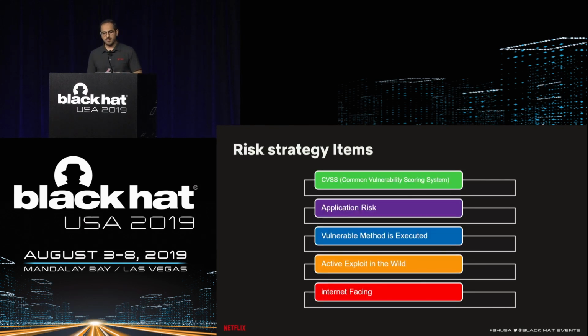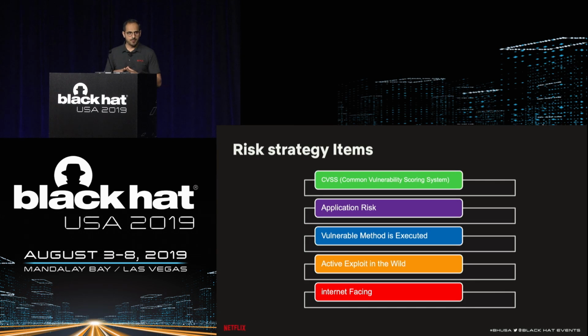So this is the list of things that we came up with. Relying on CVSS score is still a core thing. It's an important thing. But also, we can derive other data. So we can look at the application risk. And application risk is, imagine that you have a particular application that is managing payment information, or an application that is managing PII data. That is considered a high-risk application compared to other applications. You can also look at whether the vulnerable method is executed, and I'm going to talk about that later. And also, you want to see if there is an active exploit in the wild.